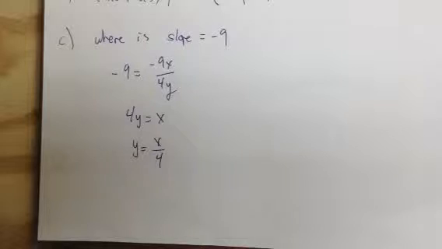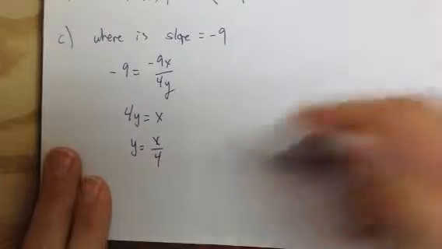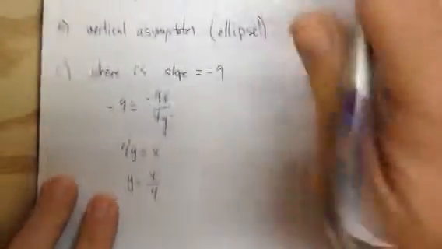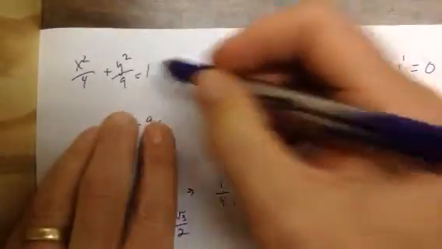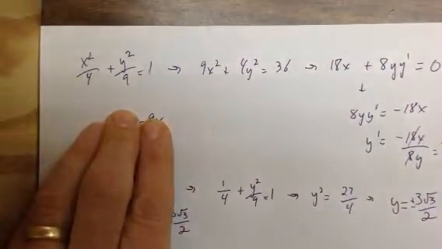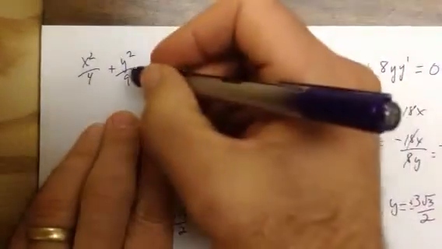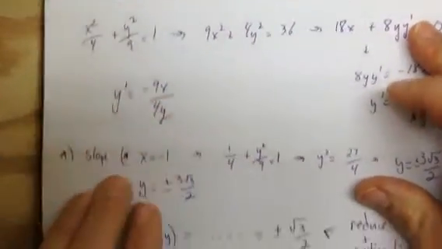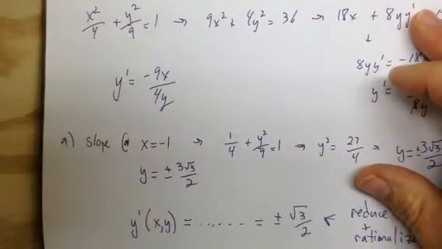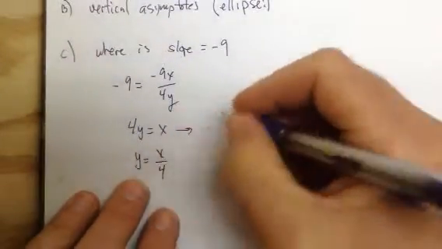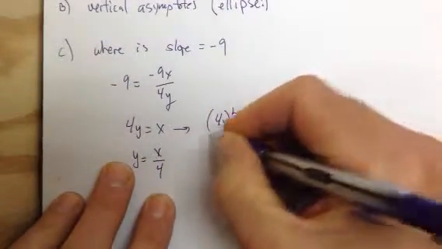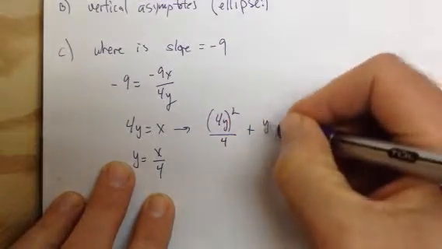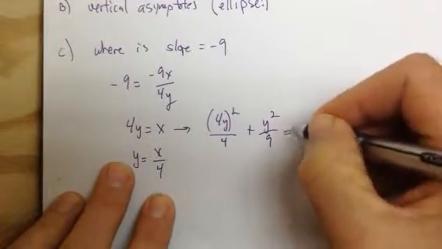How does that help us? I wonder. Aha! Well, I have this equation. Run back up the page. And this equation. And a lot of you tried this. Not all of you were successful. Substitute back into this equation up here. I'm going to substitute x is equal to 4y. So I'm going to get 4y squared over 4 plus y squared over 9 equals 1.